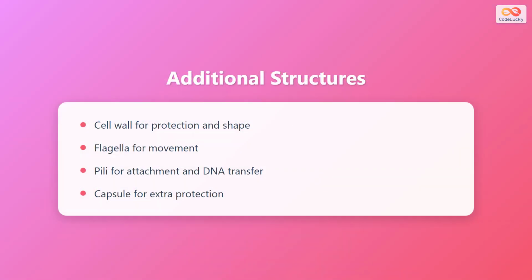Many prokaryotes have additional structures that help them survive. The cell wall provides protection and helps maintain the cell's shape. Flagella are whip-like structures that allow the cell to move through its environment. Pili are hair-like projections used for attachment to surfaces and for transferring DNA between cells. Some prokaryotes also have a capsule, which is an extra protective layer surrounding the cell wall.